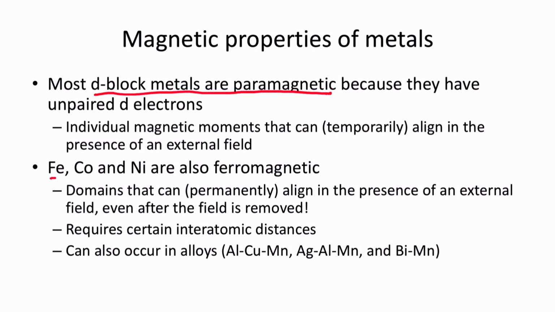There are three elements in particular, iron, cobalt, and nickel, that are ferromagnetic. These are more like permanent magnets. The explanation here is that there are domains in these elements that permanently align in the presence of an external field even after the field has been taken away. So they will remain magnetic even after this external magnetic field, which temporarily makes it magnetic, has been applied. So these are pretty strong.